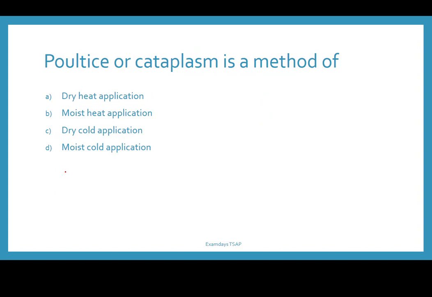Next question: poultice or cataplasm is a method of what? Options: A, dry heat application. Option B, moist heat application. Option C, dry cold application. Option D, moist cold application. So the correct answer is moist heat application, which is the method for poultice or cataplasm.